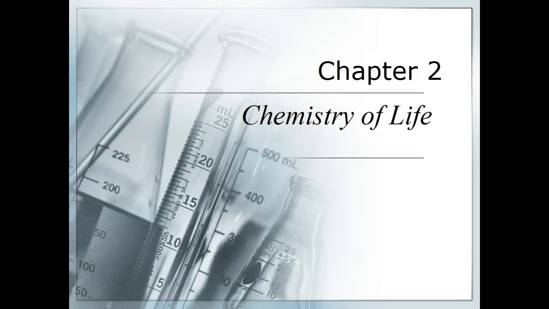We are done with chapter 1 and on to chapter 2. Chapter 2 is the chemistry of life. Chapter 1, if you recall, was all about what is science, what isn't science, what is biology, what isn't biology. We talked about organization and structure and function, some unifying themes in biology, and the scientific method. And that leads us into probably the first chapter of true content, and that would be chapter 2.